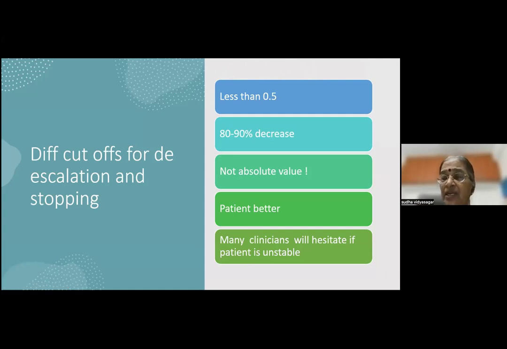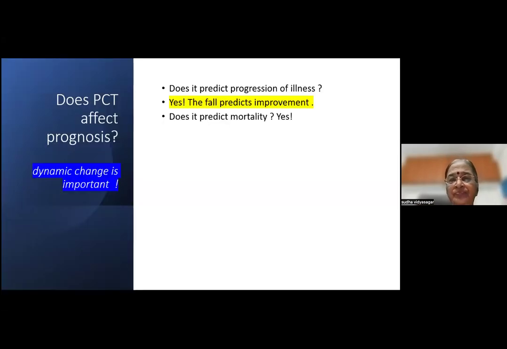If the patient is unstable, nobody is going to go and remove that antibiotic. So it's a clinical judgment, but procalcitonin is a very good marker for you to tell that there is adequacy of treatment and the infection is subsiding and you can de-escalate on the antibiotic. Now, does it affect prognosis? Yes, the fall predicts improvement, okay?